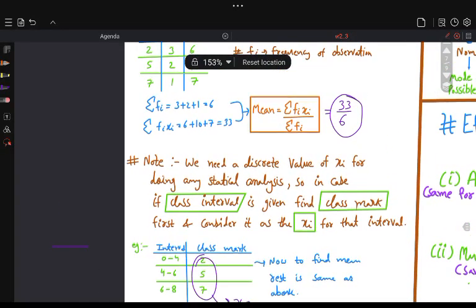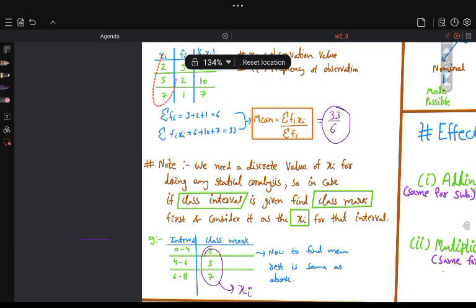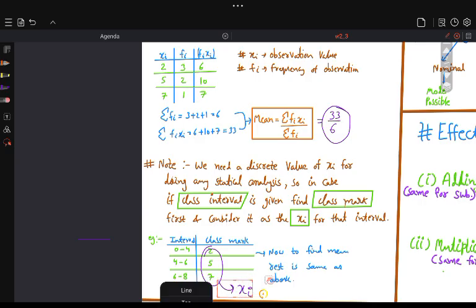Here the observations were discrete, but here they are continuous. So what we do is take the average of all the numbers in the interval, and mark it as a representative of that interval. So for the interval 0 to 4, 2 is the representative of that interval. So 2 will be the class mark. So now 2 will be the xi, like that.